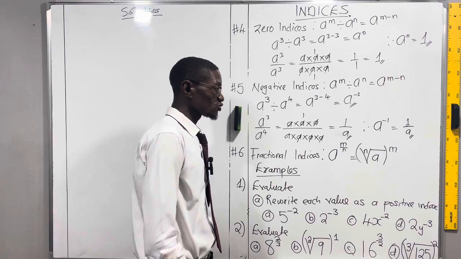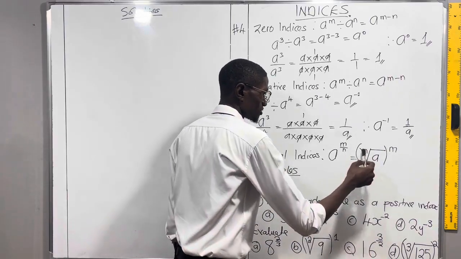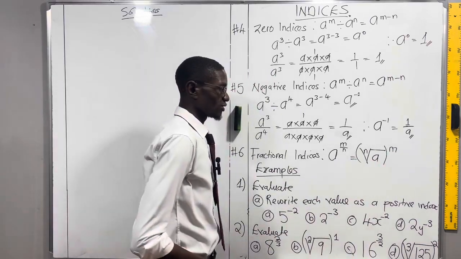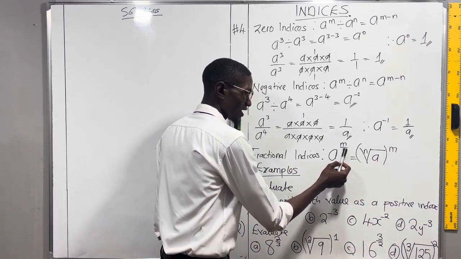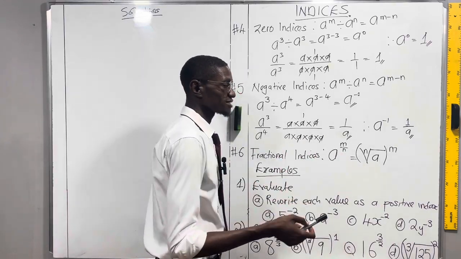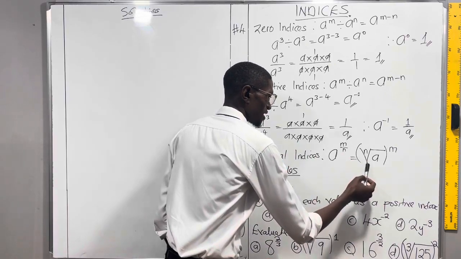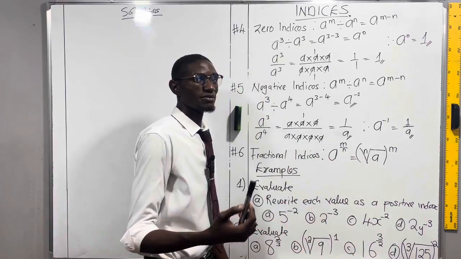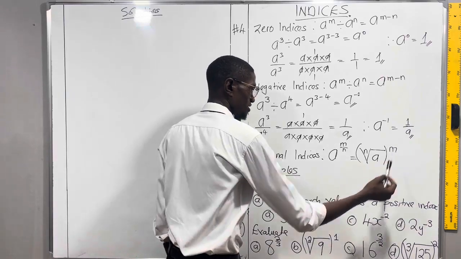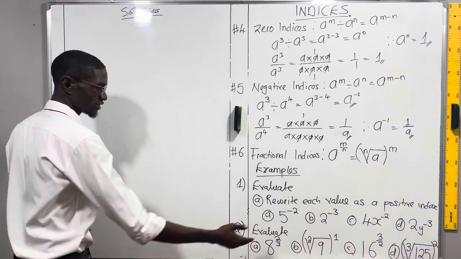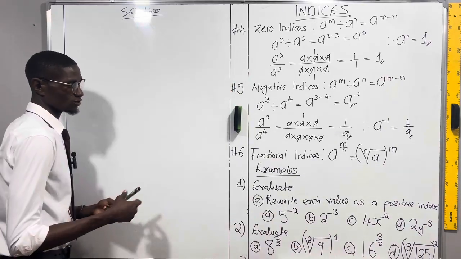What you simply do is you come up with this arrangement where you have a root, and the base goes inside the root. And then the bottom value, the n, the denominator, is the root, so it comes and sits right here, and then the numerator is the power, so you put it right outside the bracket.